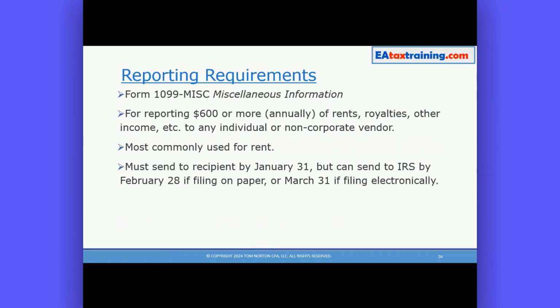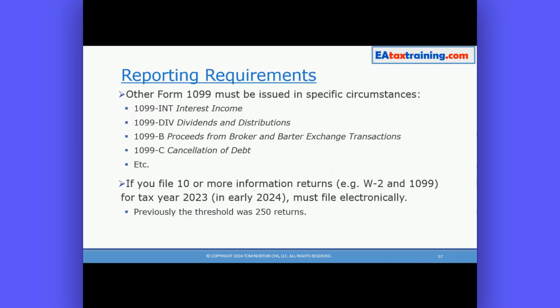Another type of 1099 is a 1099 MISC, M-I-S-C, for miscellaneous information. This is for reporting $600 or more of rents, royalties, or other income to any individual or non-corporate vendor. Again, most commonly, it is used for rent, and you must send it to the recipient by January 31st. But you can send it to the IRS by February 28th if you're filing on paper, or March 31st if you're filing electronically. So this is an exception to the January 31st rule as far as reporting to the IRS, but you still have to send it to the recipient by January 31st.